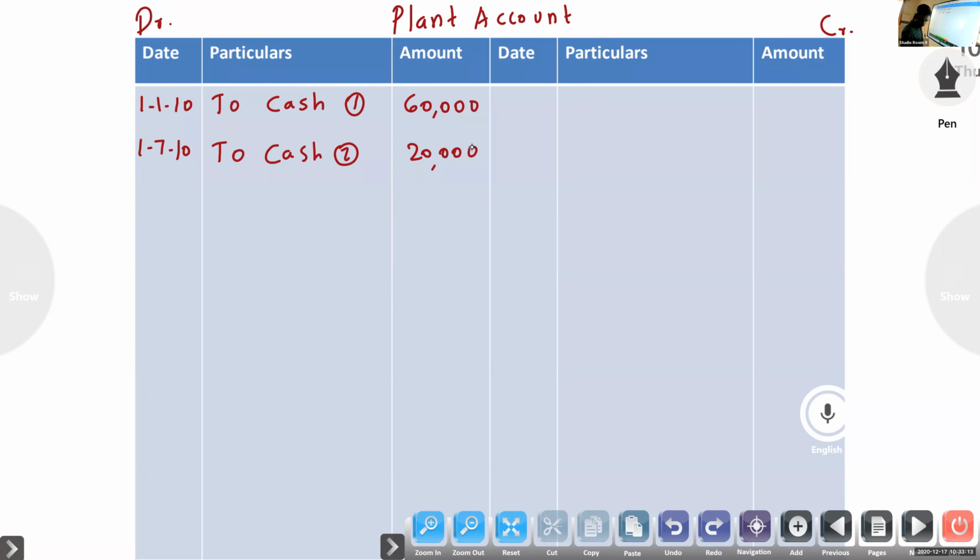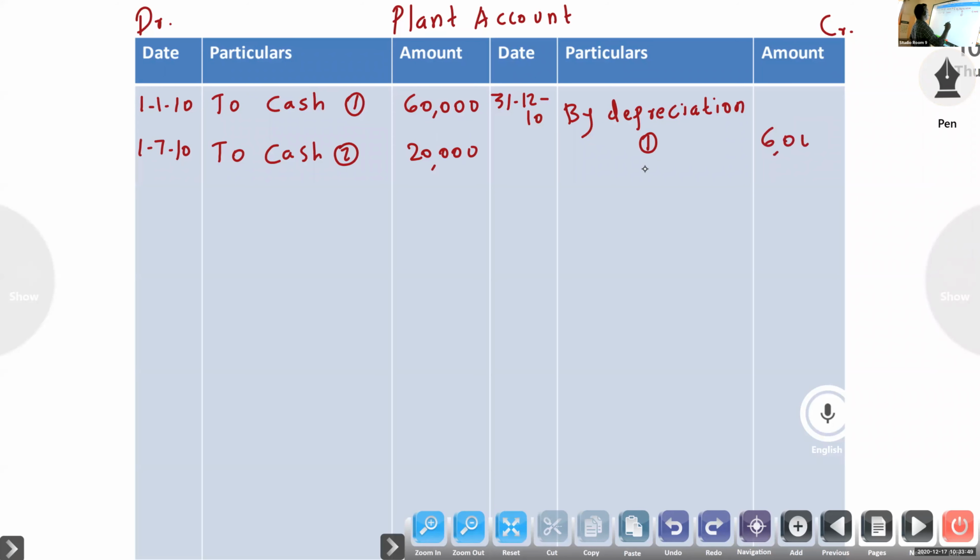Okay. Now 1st July 2012 only. So this year, 31st December 2010, by depreciation. Machinery 1 is purchased on 1st January. So here the percentage is not given, that is 10%. Okay. Depreciation is provided at 10%. So first one 6,000.